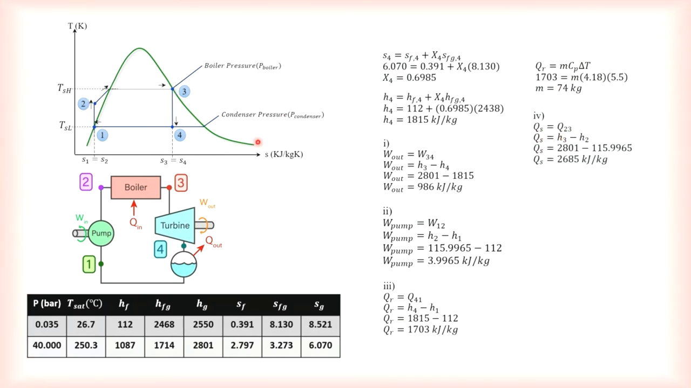Then you can find out the heat supply, that is between 2 and 3. So that is H3 minus H2. So you've got your heat supply. Then of course the thermal efficiency, the network out over heat supply times 100%. You can find your network out either by work out minus work in, or heat supply minus heat rejected, then divided by heat supply. You get your thermal efficiency, or the cycle efficiency, which is 36.6%. Sometimes it's called the cycle efficiency.